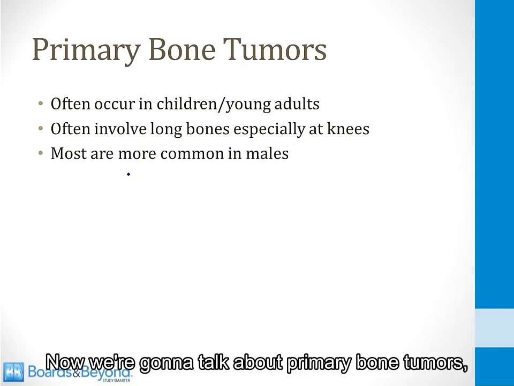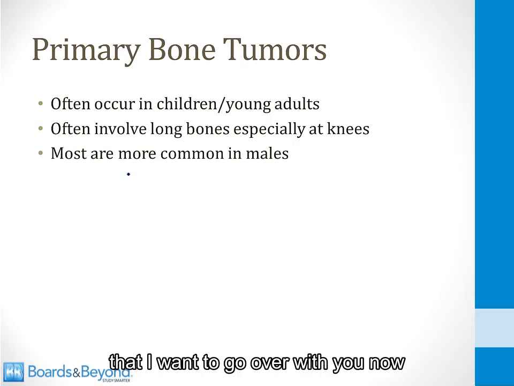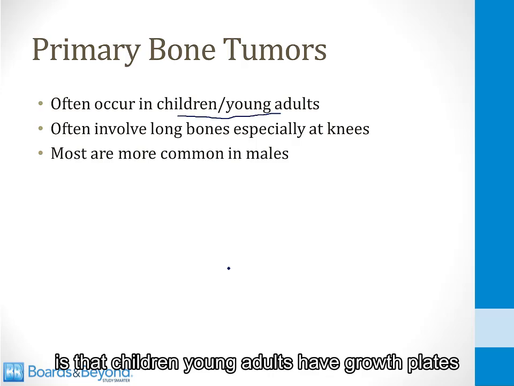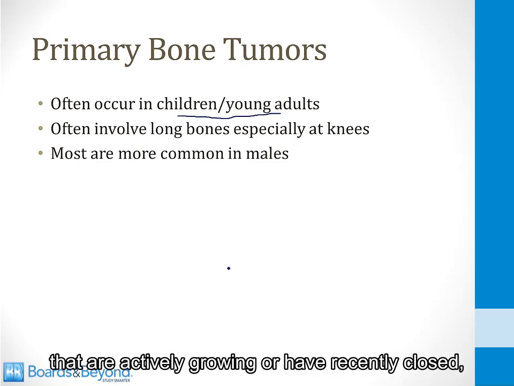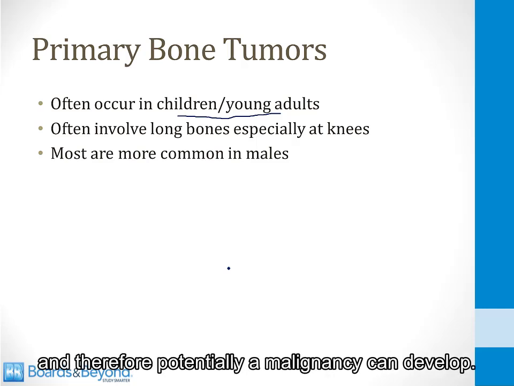Now we're going to talk about primary bone tumors, and most primary bone tumors have some common themes that I want to go over with you now that apply to the majority of tumors. In general, primary bone tumors usually occur in children and young adults, and the idea here is that children or young adults have growth plates that are actively growing or have recently closed, and the growth plates are sites of cell division, and therefore potentially a malignancy can develop.